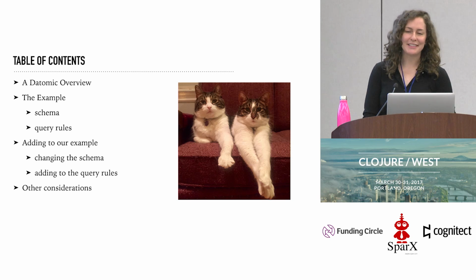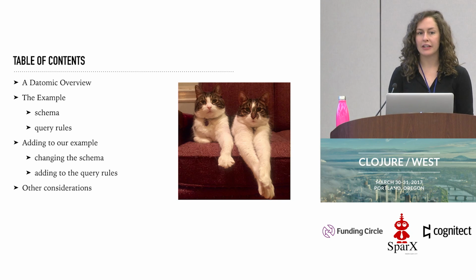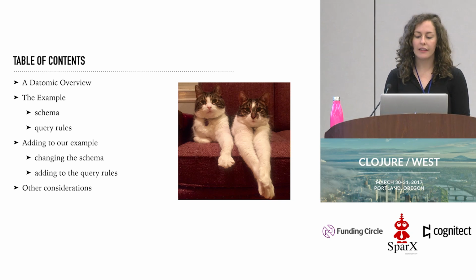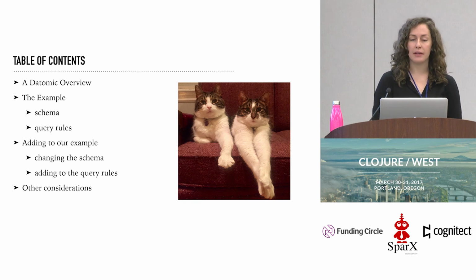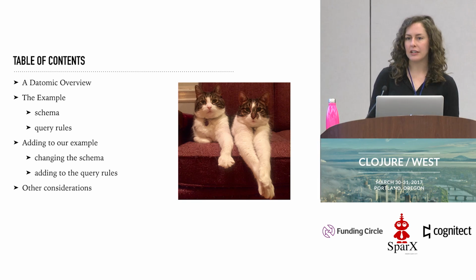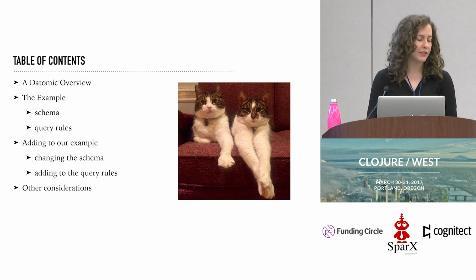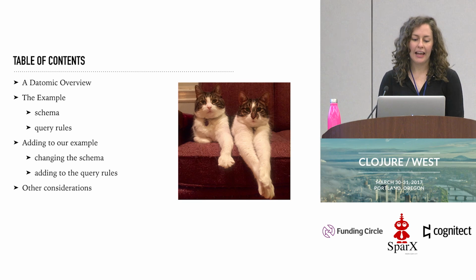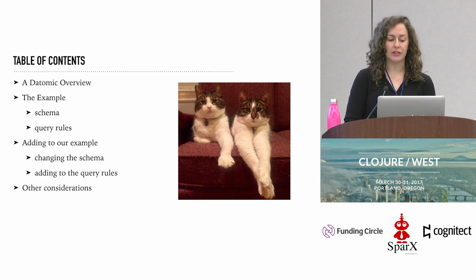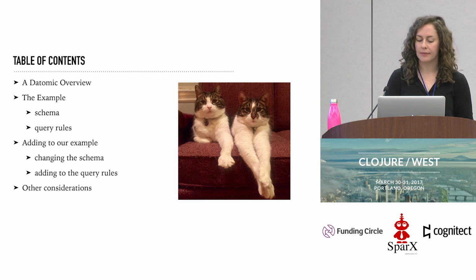Here's a table of contents for today's story. First, we're going to take a look at an overview of Datomic. Then we're going to look at some example data and how we would implement it in Datomic. And then we'll throw a wrench into our system to see how to cope with the pressures. And then I'll share a couple of other things I've learned while working with Datomic in a production system.